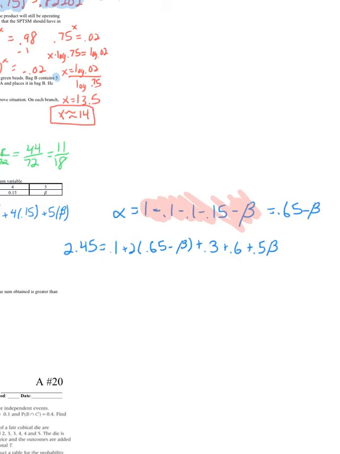All right, and now we get 2 times 0.65 times beta. And we can add the 0.1 and the 0.3 and the 0.6. That's going to be a 1 plus 2 times 0.65. 2 times 0.65 is 1.3. 1.3 minus 2 beta plus 0.5 beta.